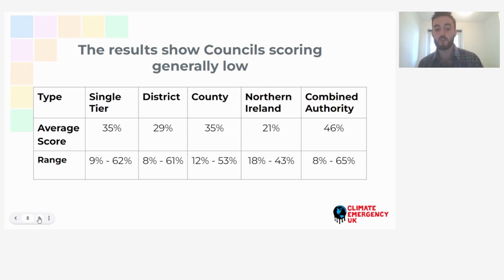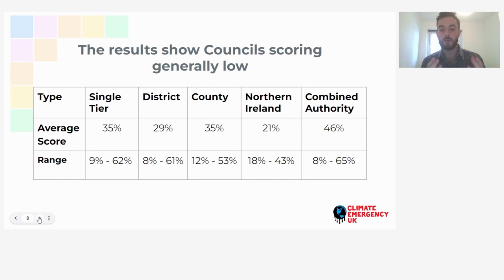Their average score was 35%, and their range was from 9% right up to 62%, with the highest score for single tier. Then you move into the 2-tier authorities, district councils and county councils. Their average scores are 29% and 35%, with the ranges you can see there, again ranging from around 8 to 61, or 12 to 53%.